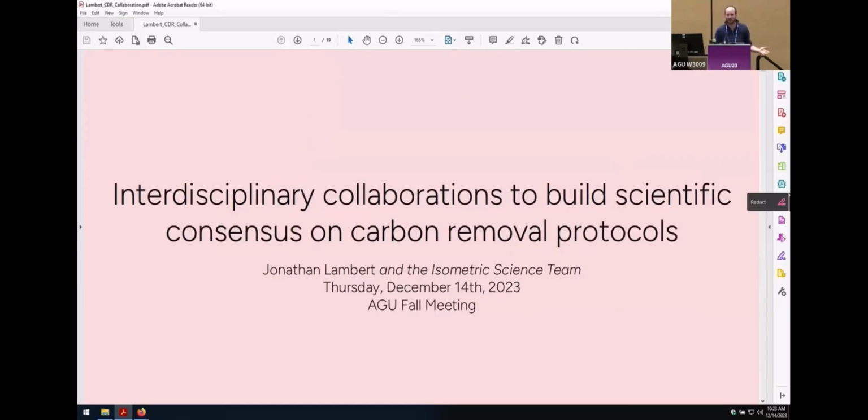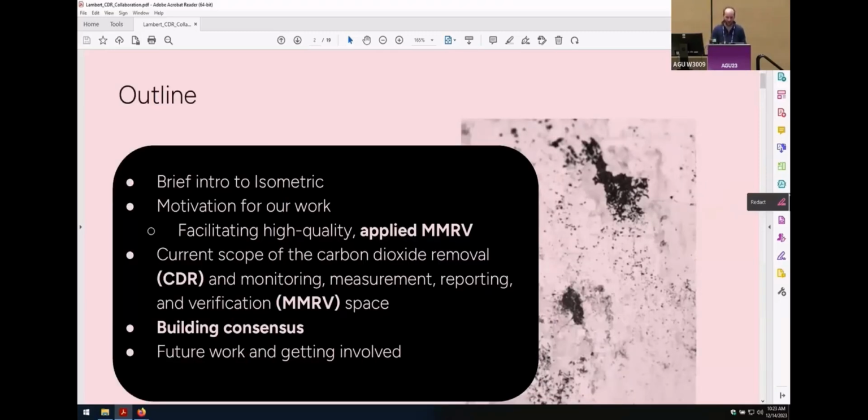So I'm Jonathan Lambert. I'm the program manager on the science team at Isometric. I'll introduce Isometric a bit more later. Like quite a few of us in the room, I am a paleoclimatologist and geochemist turned CDR person now. So thanks again to everyone for coming and to the conveners for inviting us.